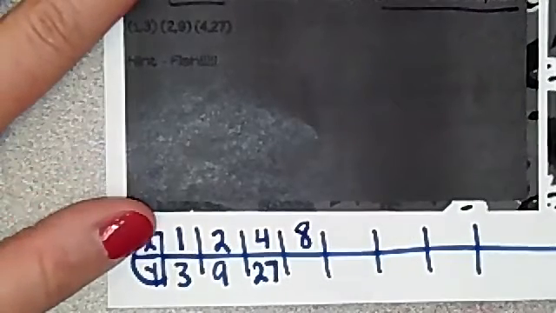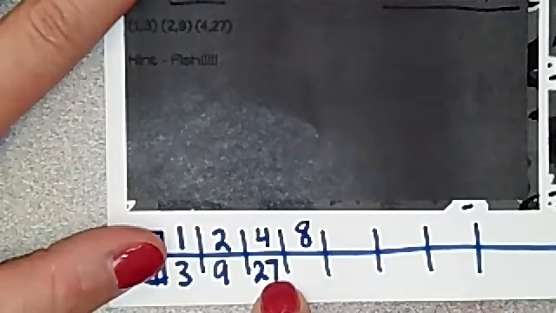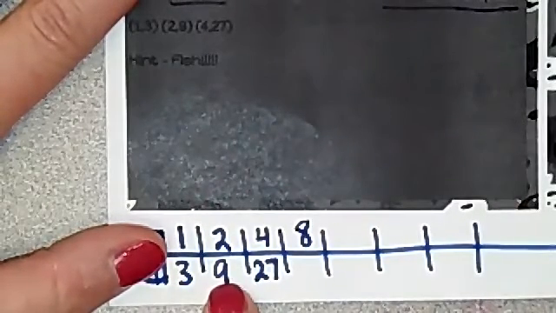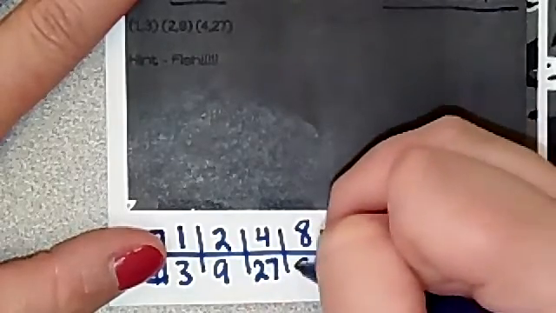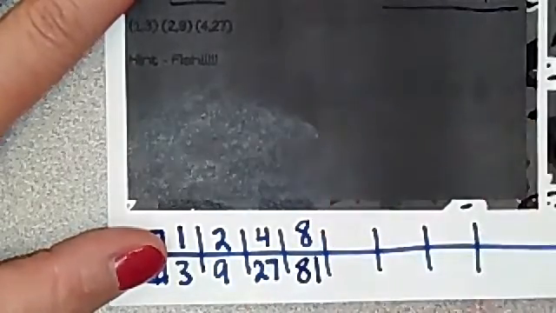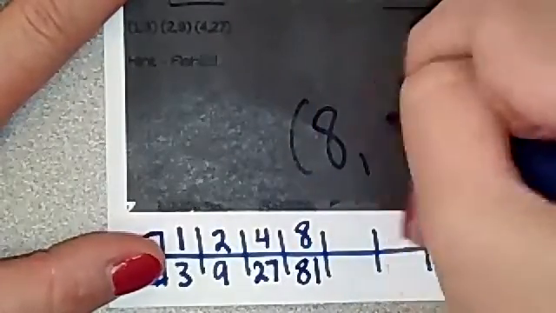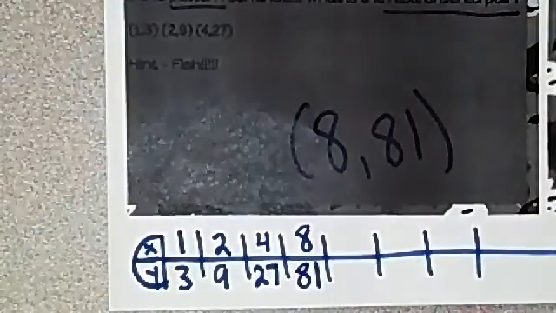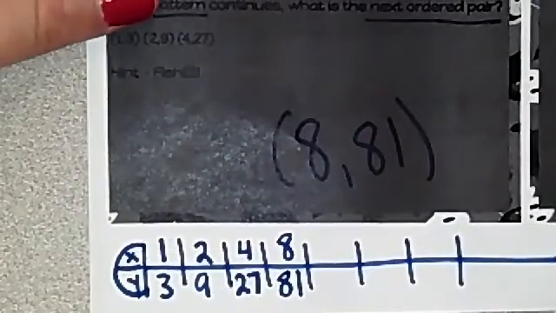Now let's look at the bottom row. 3, 9, 27. What's happening every time? Times 3. So 3 times 3 is 9. 9 times 3 is 27. 27 times 3 is 81. So the next coordinate pair is going to be 8, 81. Do you understand? Not so bad? Not so bad. All right, make your fish.